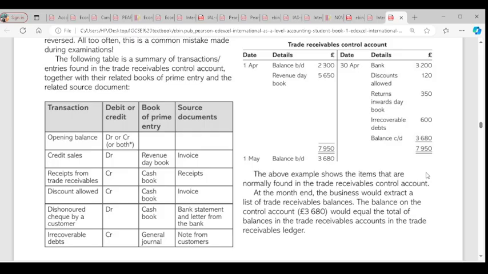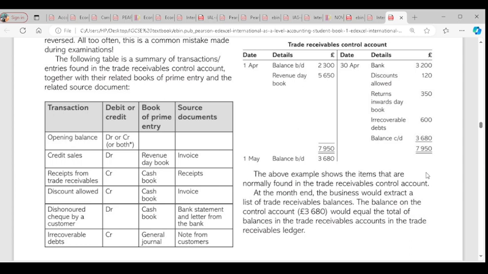Our credit sales is a debit entry. Okay. It's a debit entry, what you sold to customers. And the book of prime entry is the revenue journal or revenue day book. Your source document is the invoice, because an invoice represents a product sold on credit. Okay.